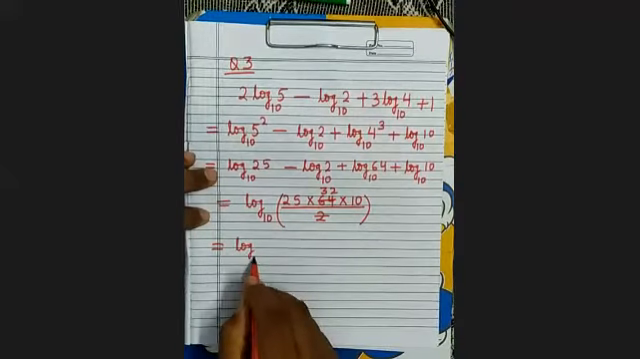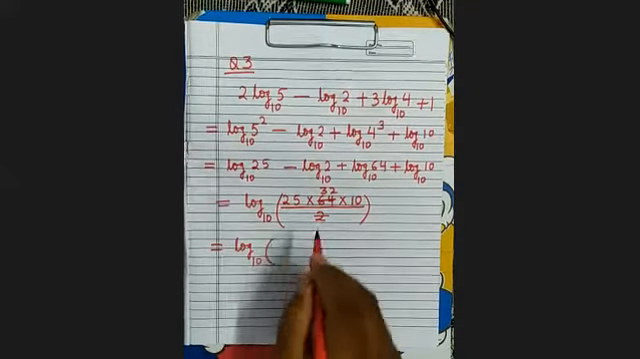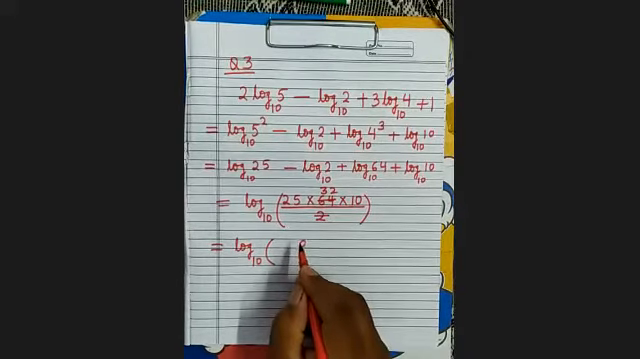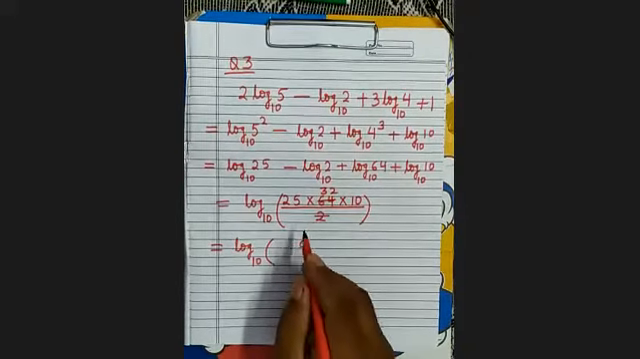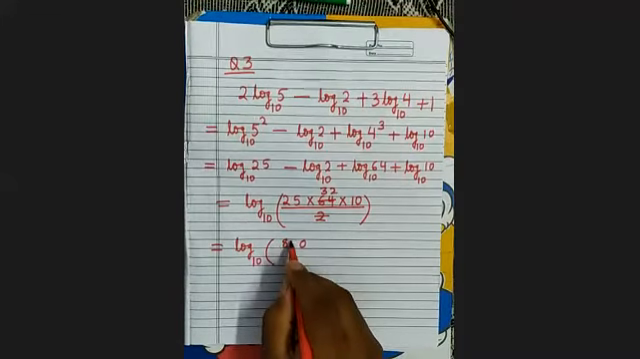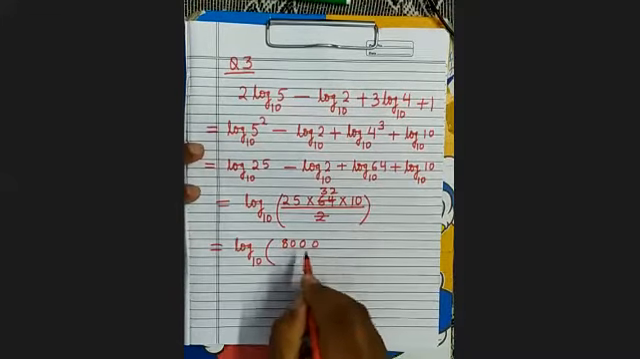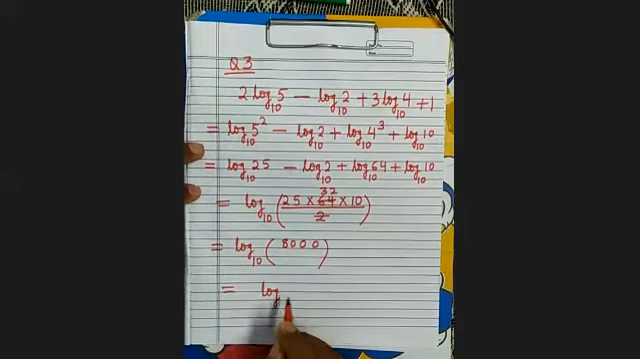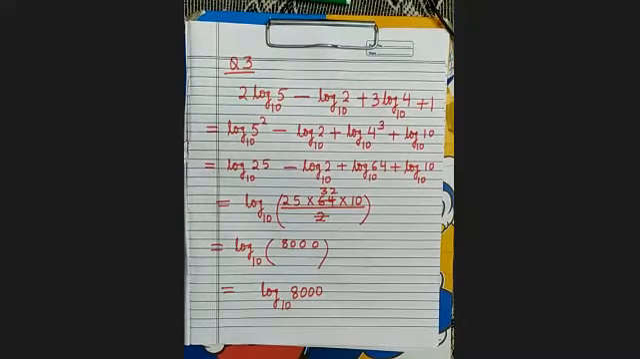So log, this can be 25 times 32: 25 times 2 is 50, 25 times 3 is 75, and 5 more, 80. Means it is log 8000 to the base 10. It has changed into a single logarithm. This way you will change into a single logarithm.